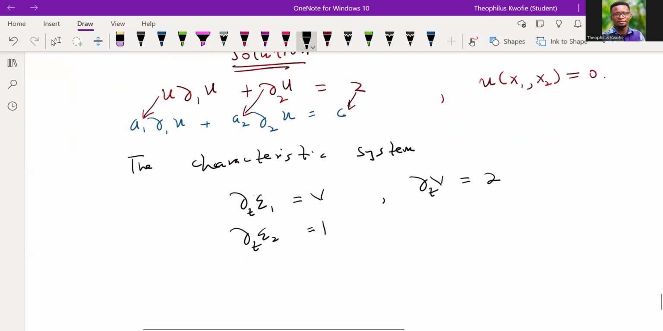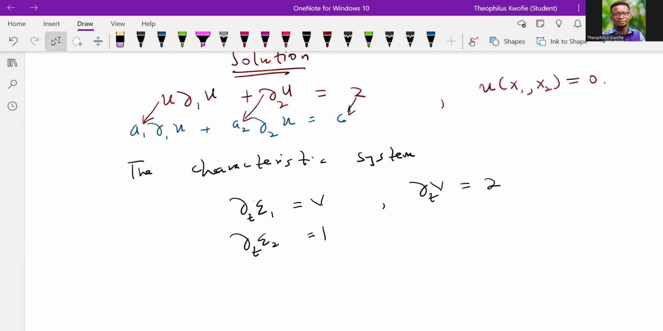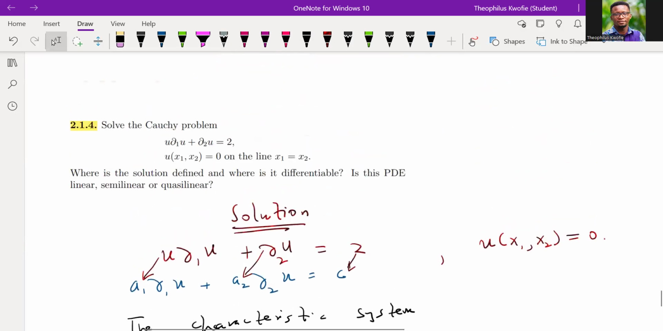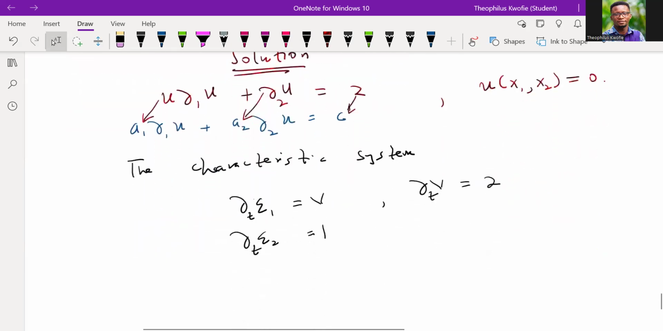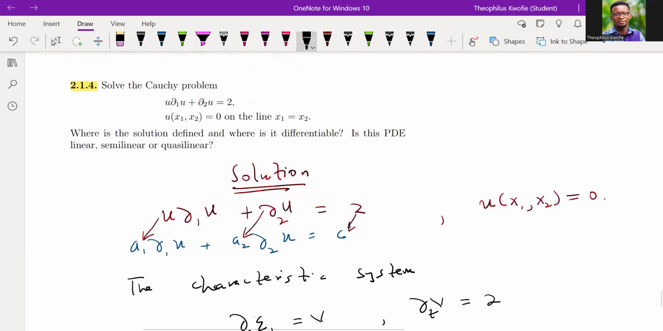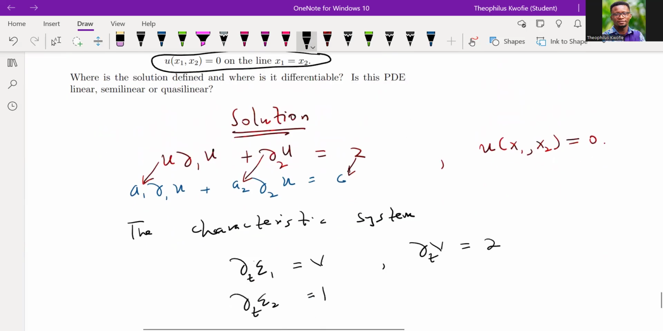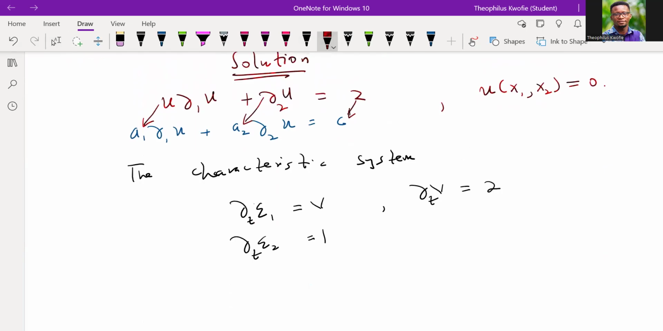So now what we need to do is to solve for the xi's and then the v. Is that okay? But remember that in this particular problem, we're given an initial condition, right? So we have to parameterize the initial condition. This is your initial condition, so we have to parameterize that.